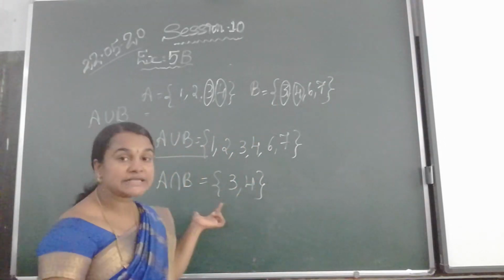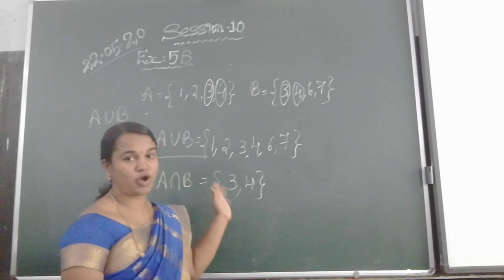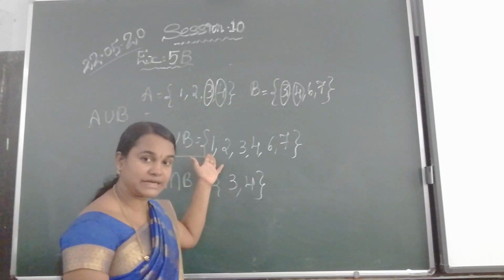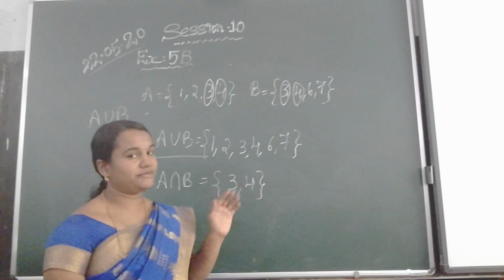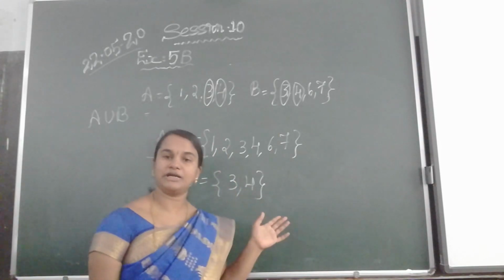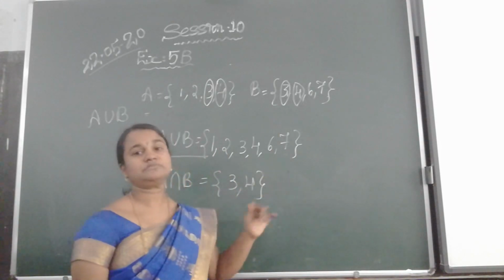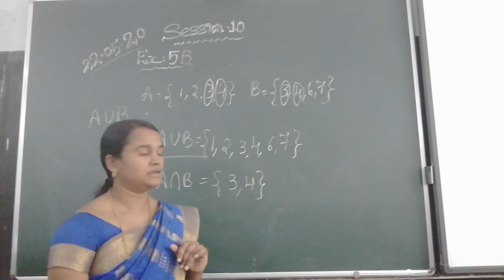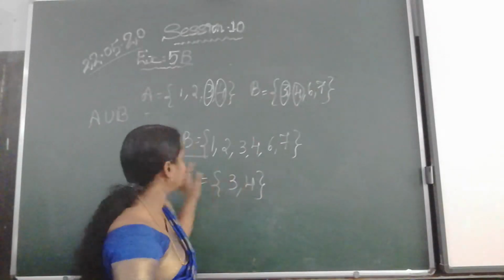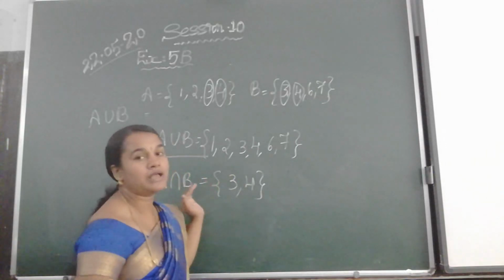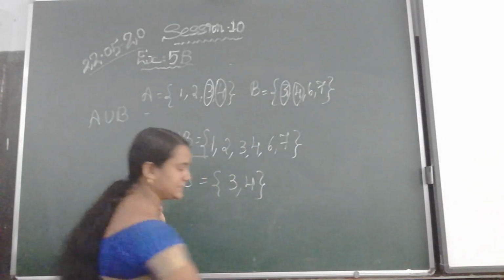A intersection B means the common elements: whatever is in set A, the same should be there in set B, and only that will become the intersection. If the same element is not there, it will become an empty set. Clear? I think all of you understood what is A union B and what is A intersection B.